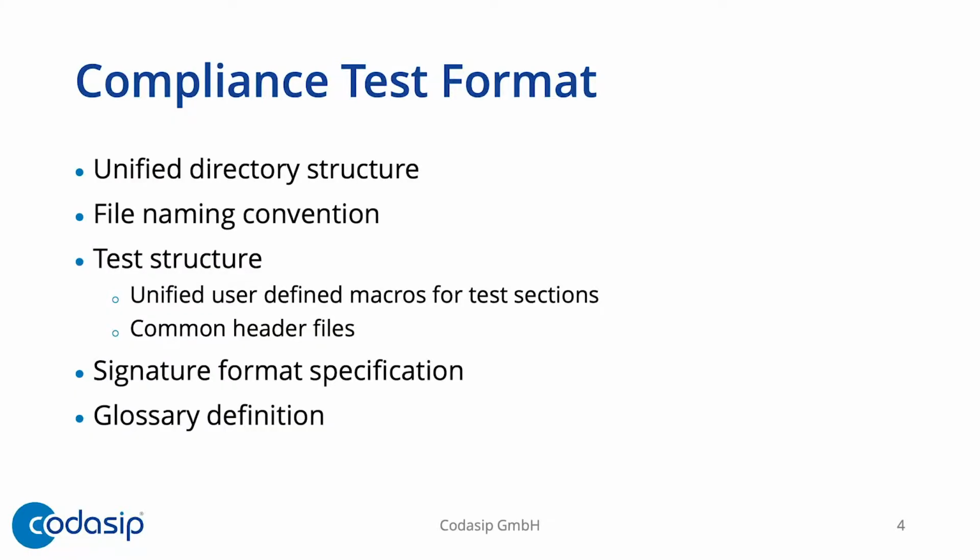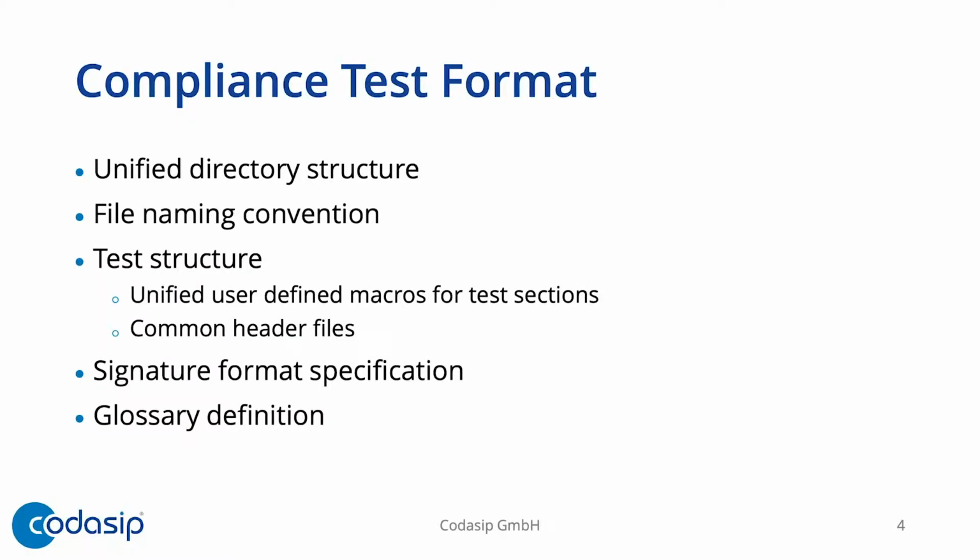So, in the proposal of the compliance test format, we have tried to unify the directory structure and file naming convention of the sources for the tests. So, adding a new test to the test suite is pretty straightforward process. We have also defined the test structure, which includes unified user-defined macros for test sections and common header files which are used among all the tests. We have also defined the signature format specification, and it, of course, includes glossary definition for some ambiguous words.